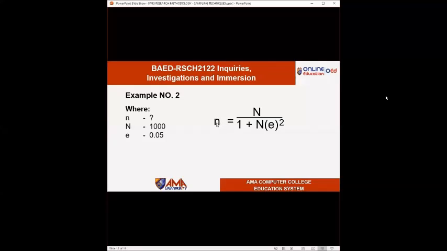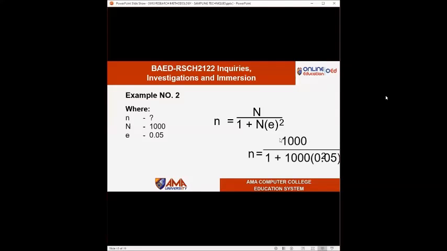Nandito siya ulit. N, sample size is equal to the population divided by 1 plus population, margin of error, and power of 2. So, kung ilalagay natin, lilipat lang natin yung mga given values. So, 1,000 yung population, then 1 plus 1,000, 0.05 power of 2. So, ang gagawin mo muna, 0.05 times 0.05, tapos multiply mo ng 1,000 plus 1.